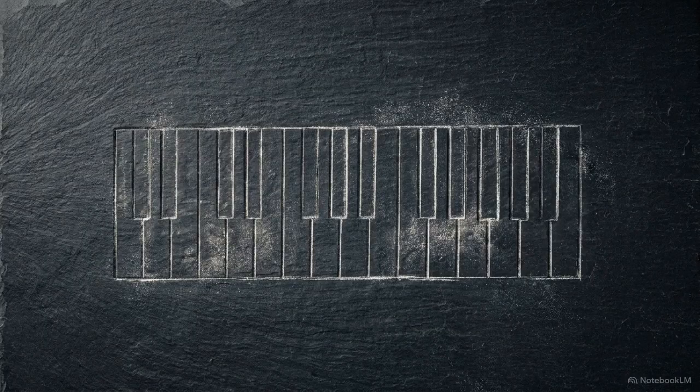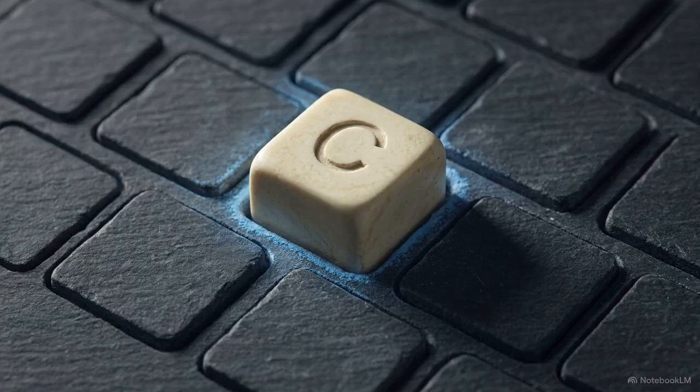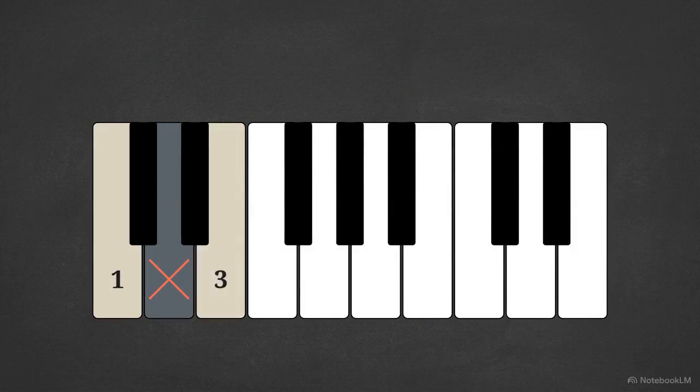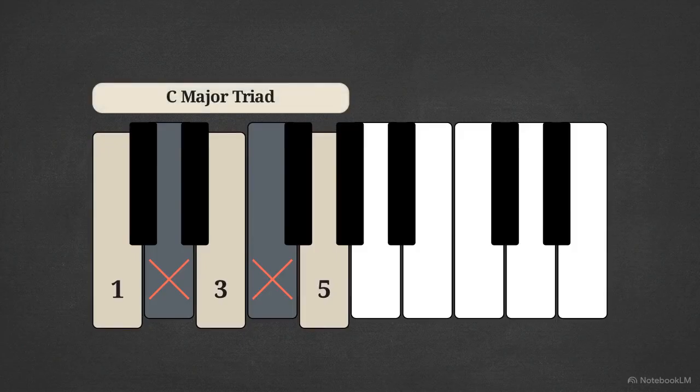Step 1 is setting up our workspace. On a standard keyboard, we start by picking a home base. We'll use the note C, which we call the root. To build a chord on this root, we use a formula called stacking thirds. We take our root note, skip the next white key, select the one after that, skip the next, and pick the third. You are left holding notes 1, 3, and 5. Press those 3 keys together, and you've generated a foundational block triad.